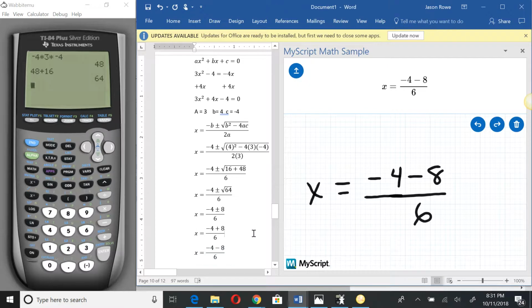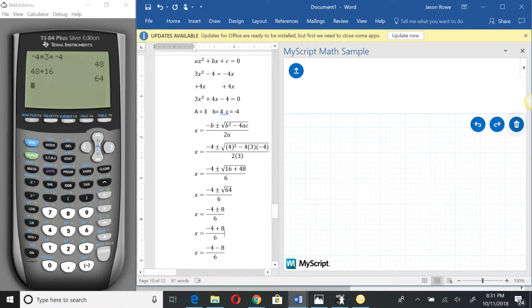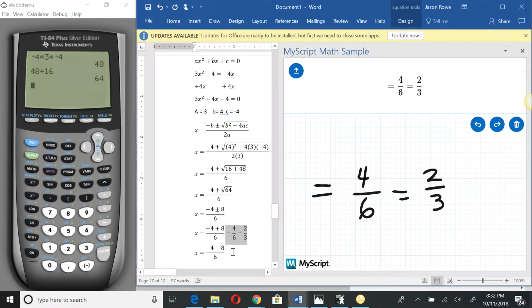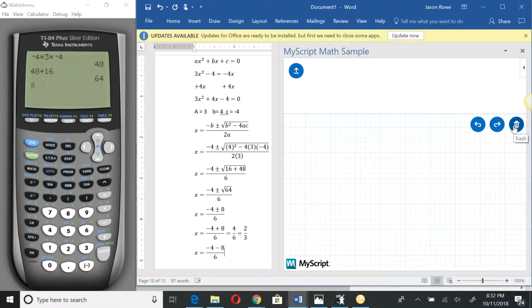All right, so if we work out this first one, negative 4 plus 8 is 4 over 6, which will reduce to 2/3. So there's our first answer. All right, second one, negative 4 minus 8. Well, that's negative 12 divided by 6 is negative 2. And there's your second answer.